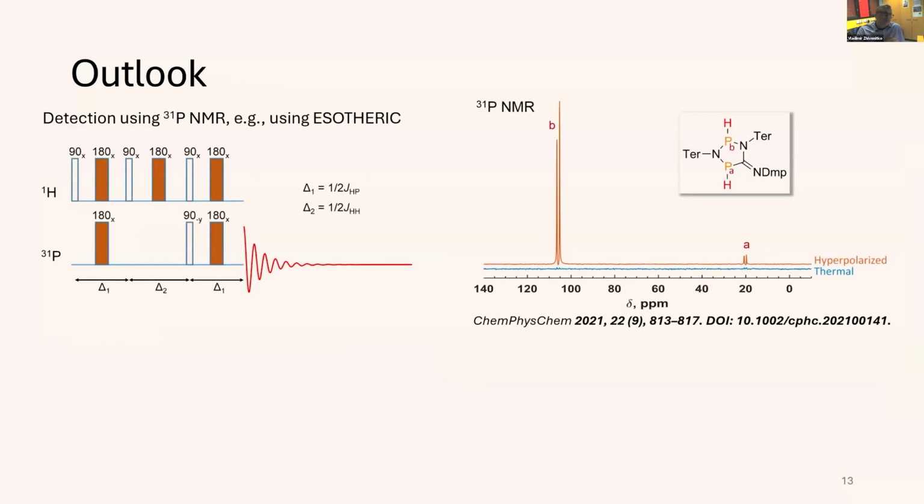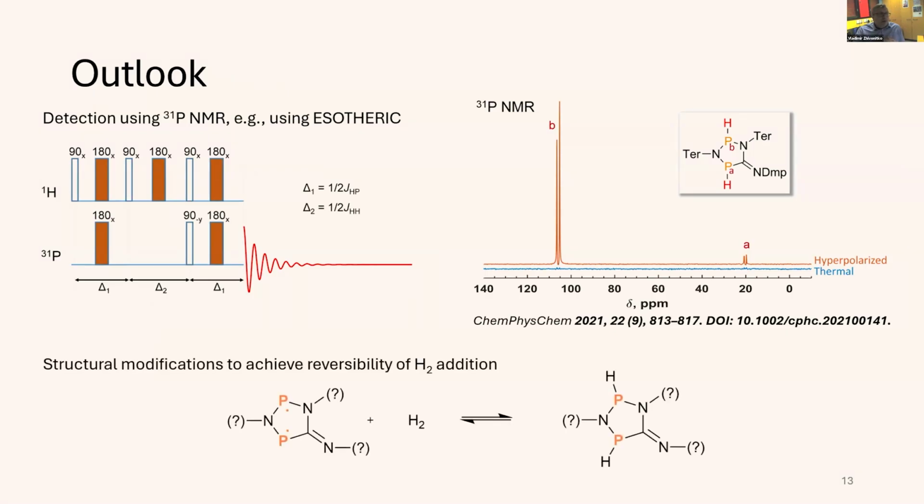For instance, it's possible to use phosphorus-31 NMR to detect photoresponse by polarization transfer to the phosphorus-31 nuclei. Also, one intriguing direction is to use structural modifications of the 5-membered biradicaloids to achieve reversibility of H2 addition. That is not easy to do, but that may allow much longer durations of cycles of switch on and switch off events.